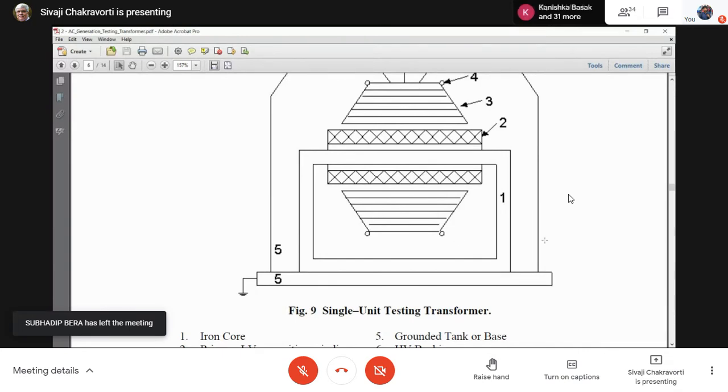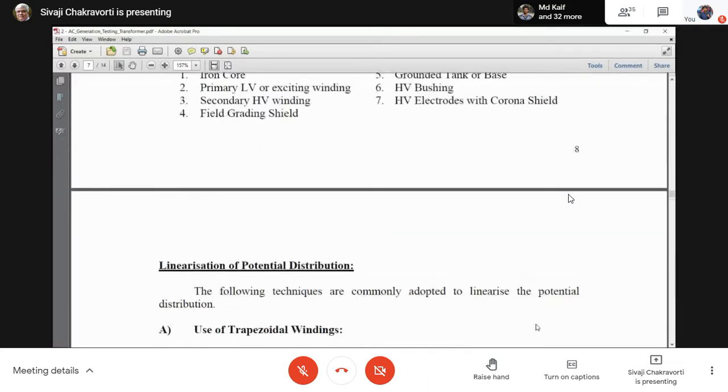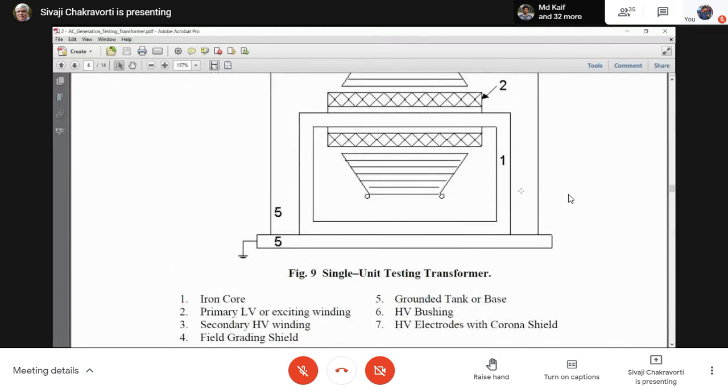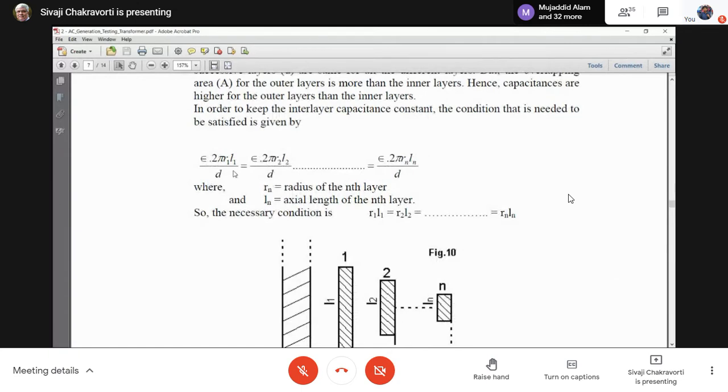So if I take the axial length L, then the area of the winding is 2 pi r L. Therefore, I can write an equation for this C. If I take the different layers, the first one, the second one, with radii R1, R2 and lengths L1, L2, then the capacitances are epsilon 2 pi R1 L1 over D, where this is the area, but I have already said that the distance between the two layers remains the same. So the denominator D is the same, but the numerator changes.